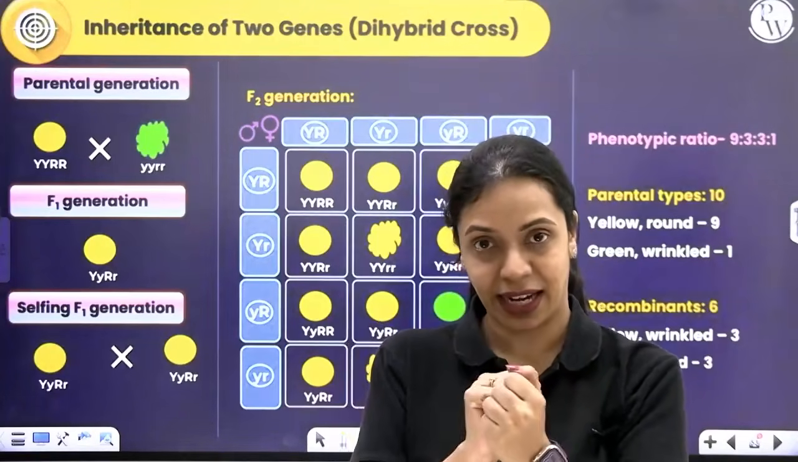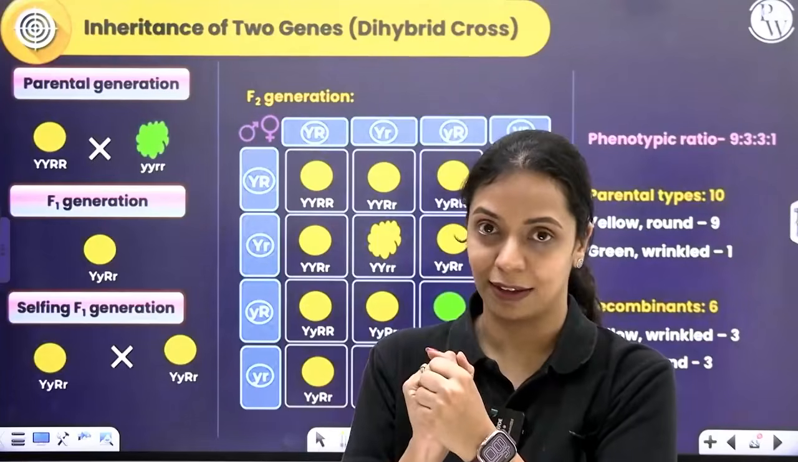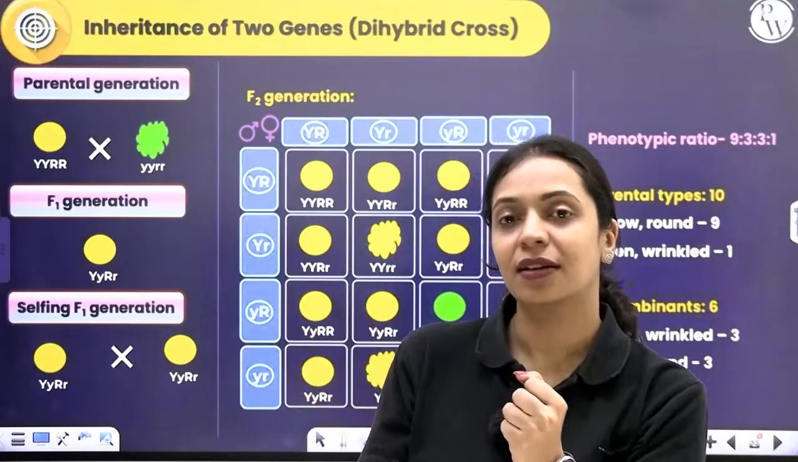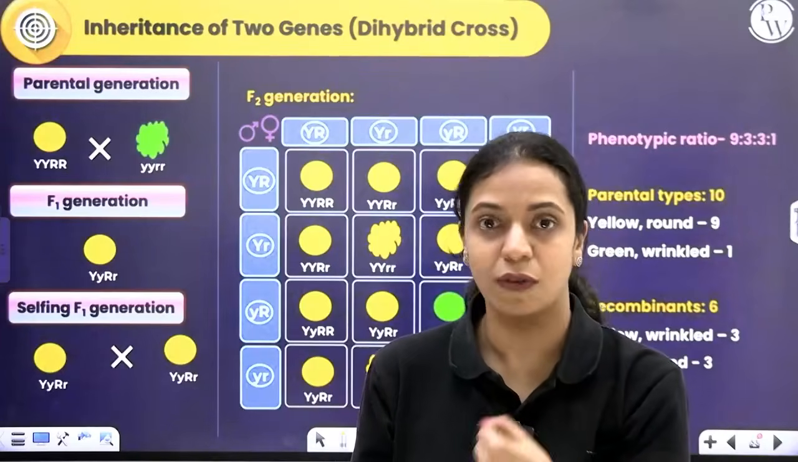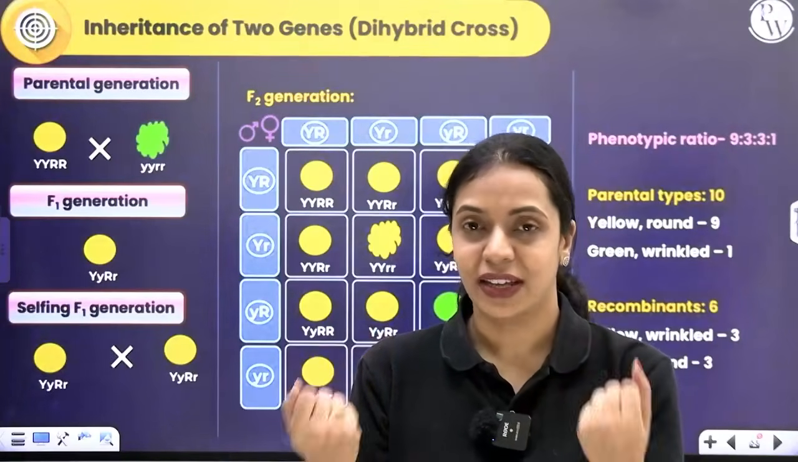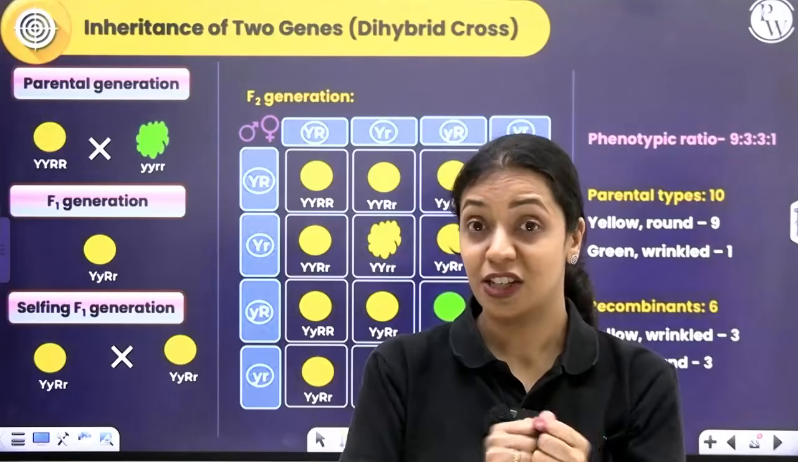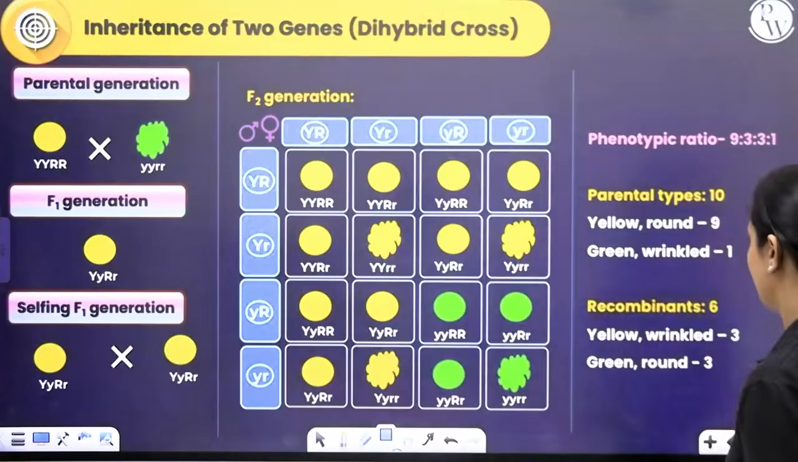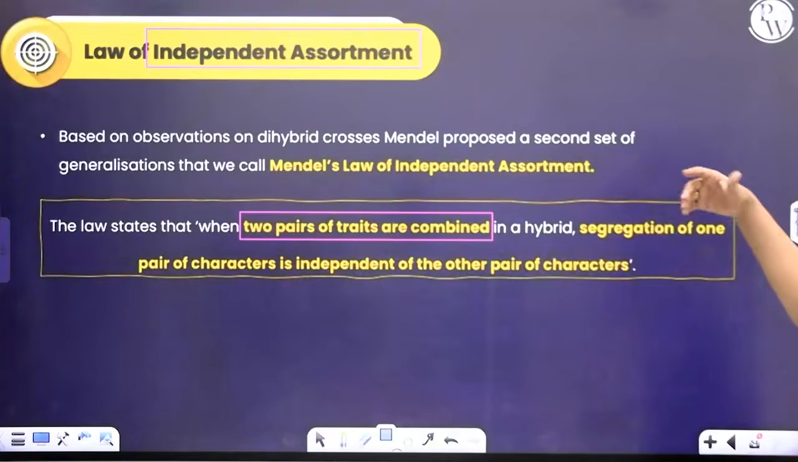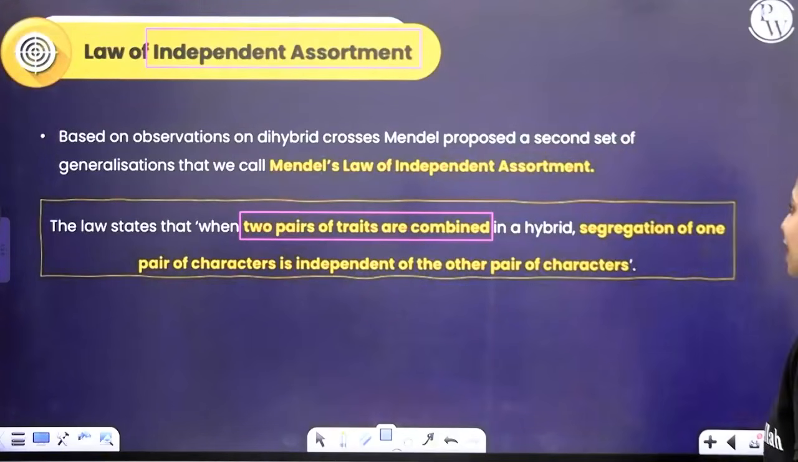Yellow can segregate either with round, or yellow can segregate with wrinkled. So this character of color is not dependent on the character of shape of the seed. During gamete formation, these can segregate, these do segregate independently. Alright, that is what Mendel says in his third law, which is the law of independent assortment. This is based on the dihybrid cross.